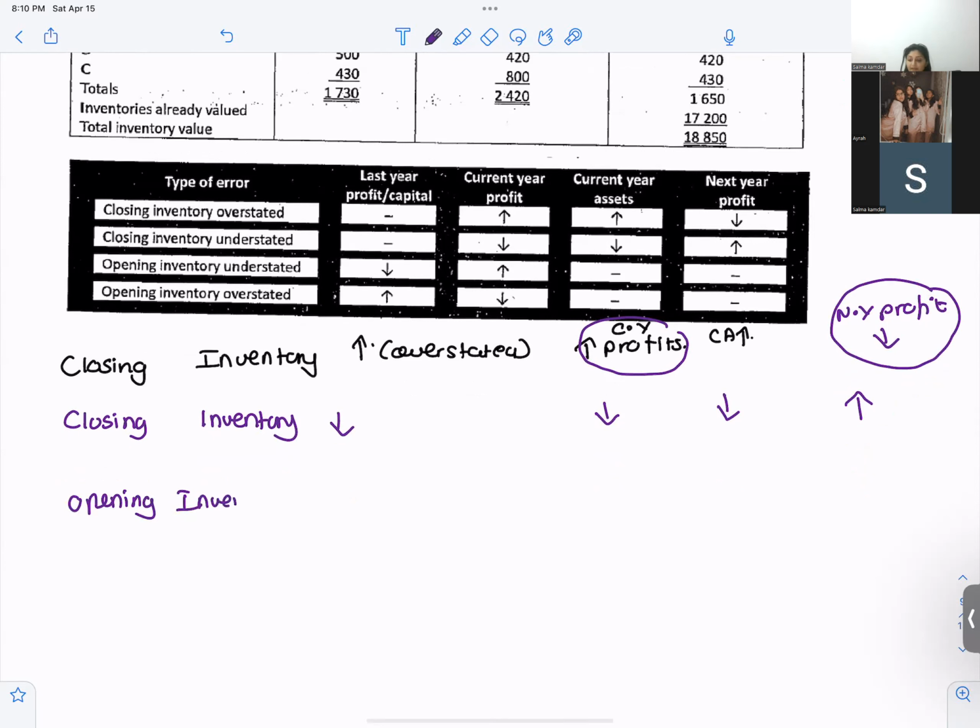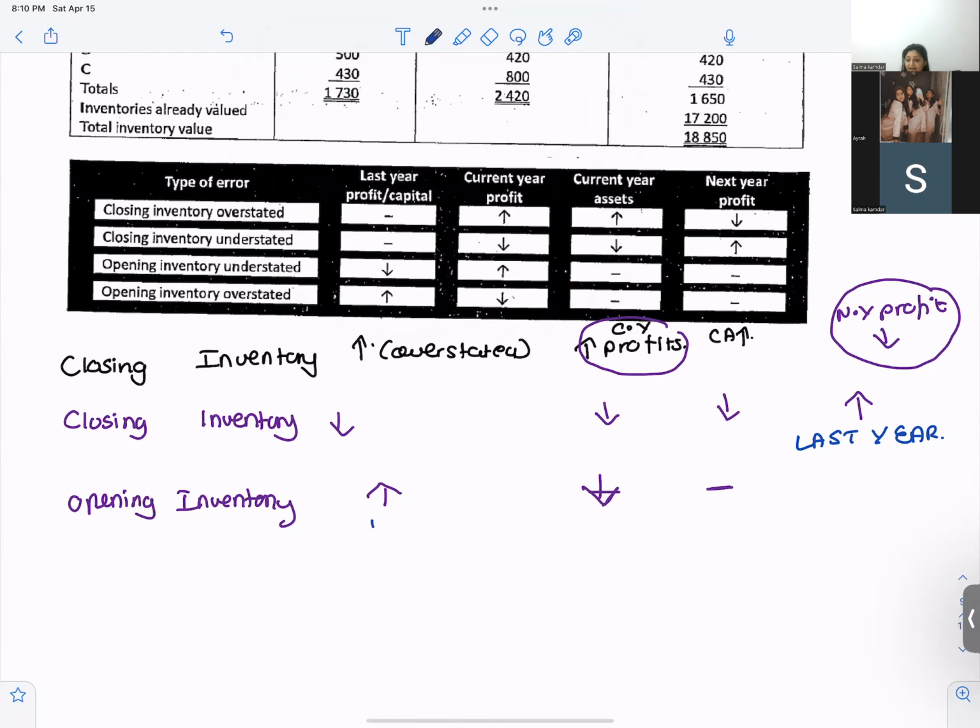If your current year opening inventory is overstated, then your profits will be understated. And current assets will be understated? Why? Current assets has no effect, right? Because in the current assets, you will have what? In the current assets, you will have closing inventory. Opening inventory does not come in the current assets, right? Yeah, it doesn't.